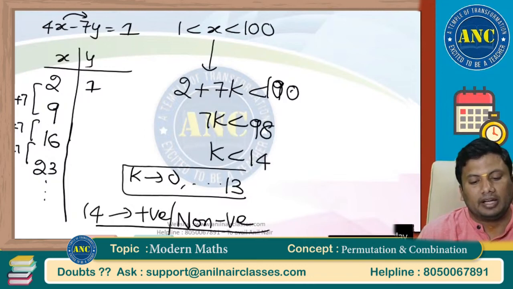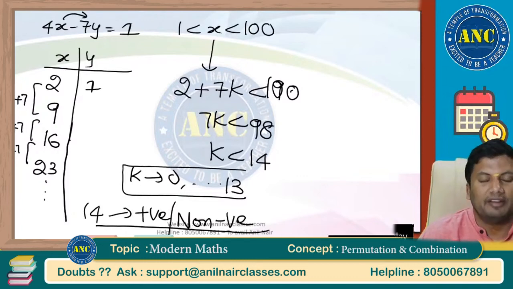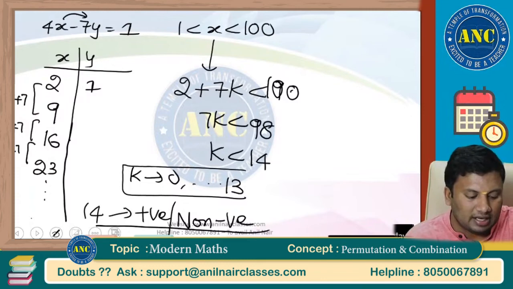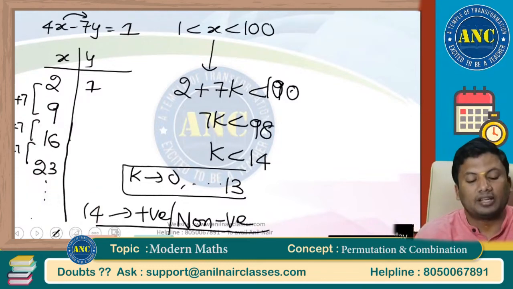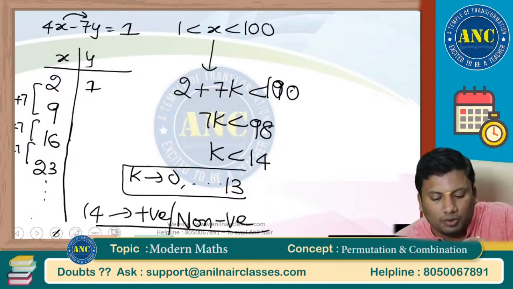Again I am repeating. 4x minus 7y equivalent to 1. If y is 1, the x value will be 2. Every time x increases by 7: plus 7, plus 7, plus 7, plus 7. So, why did we write 2 plus 7k?